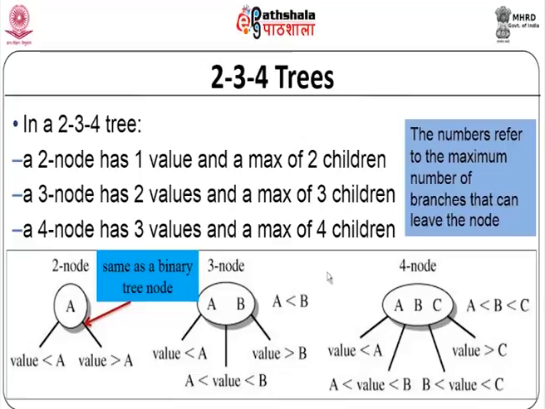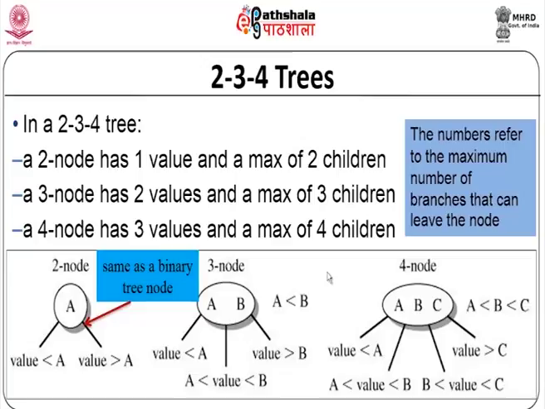Now, you take the 3 node. A 3 node has 2 values and 3 children. So, let A and B be the values, and the condition is A is less than B. The value to the left is less than A, the value in the middle is greater than A and less than B, and the value to the right is greater than B. So, that is the 3 node.